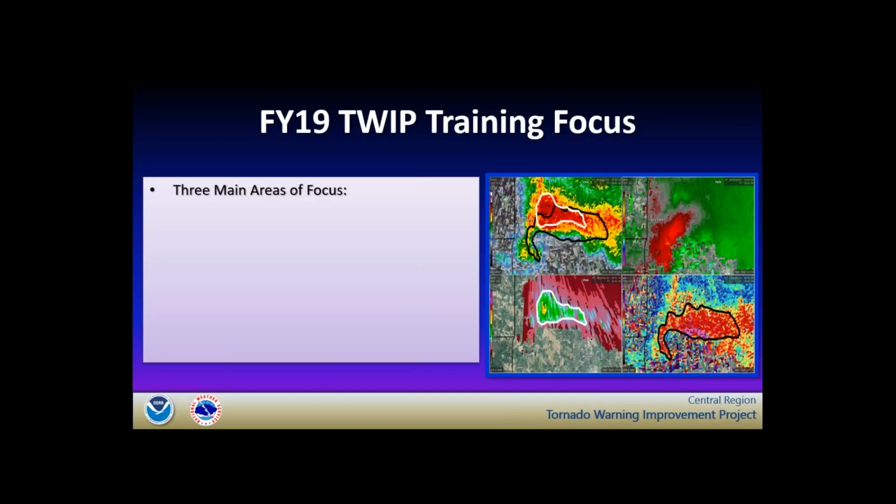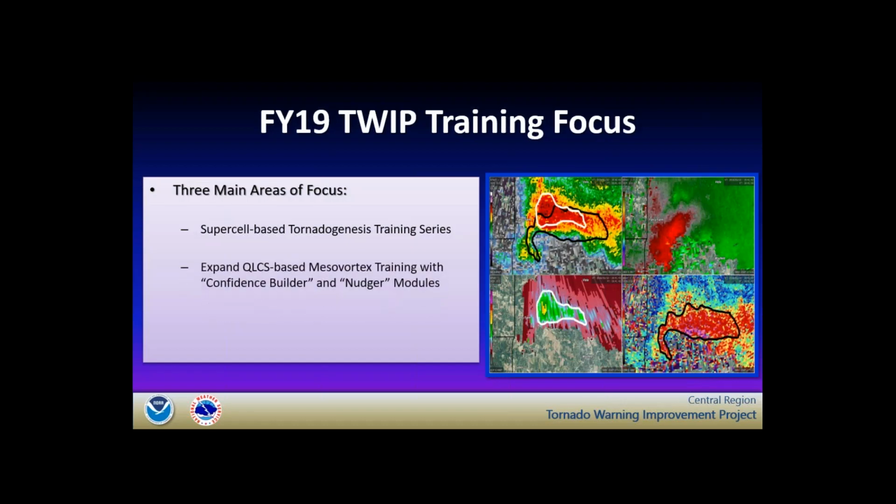So for FY19, we had 3 main areas of focus for training deliverables. Obviously, a leading item was to develop a Supercell-based Tornadogenesis series that emulates the previous release QLCS Mesovortex and Landspout tornado-based training. And I'm going to spend most of the time this morning discussing the background on this topic. And then in addition to that, we also wanted to expand the QLCS-based Mesovortex training with inclusion of new modules on competence builders and nudgers. And then finally, we wanted to reiterate the awareness of human bias in warning decision-making.